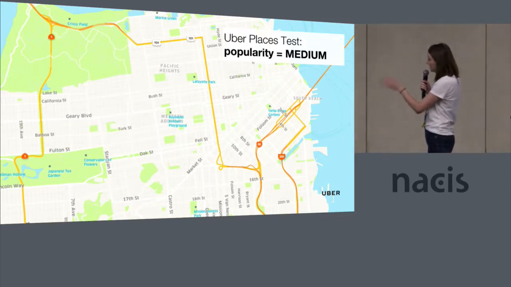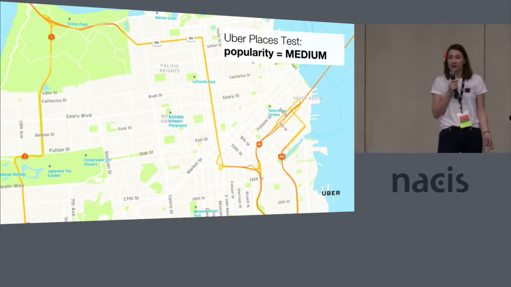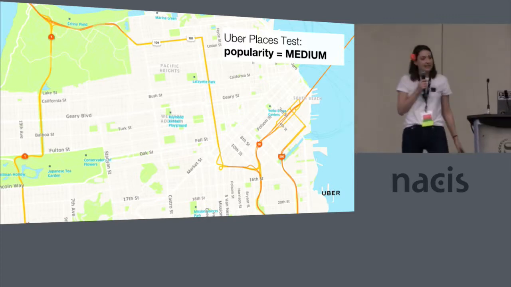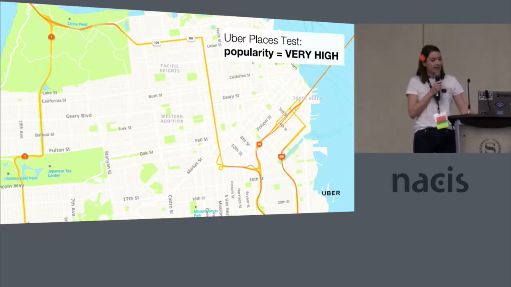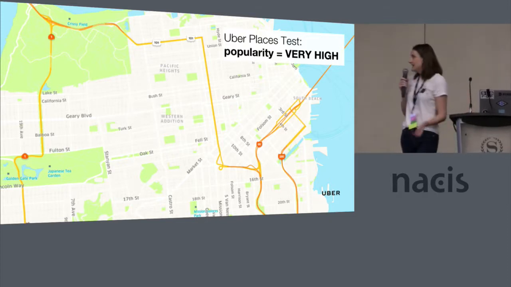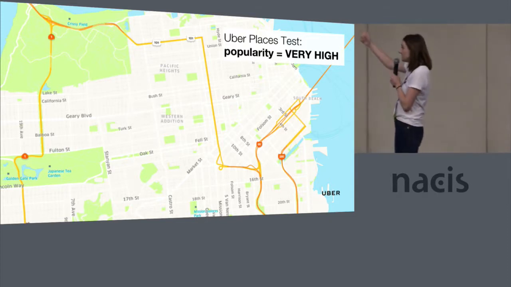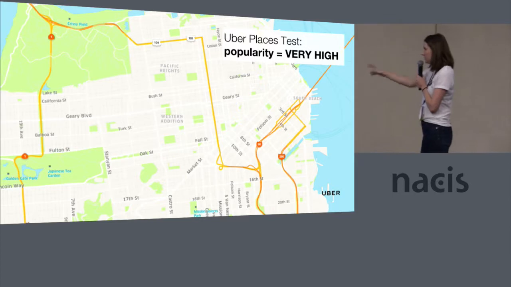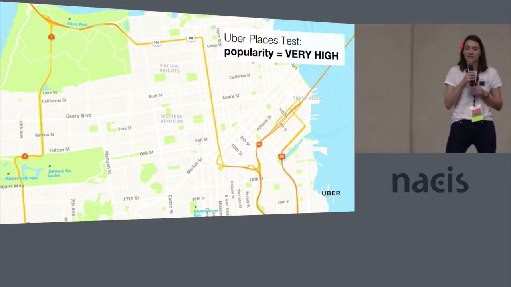These are parks, by the way. Most of these parks are the parks you'd expect to see on a map of San Francisco, with a few exceptions. And then this is showing popularity very high. Again, if you're familiar with San Francisco, Crissy Field, Golden Gate Park, Dolores Park, those are definitely the ones that you'd expect to see on a map.